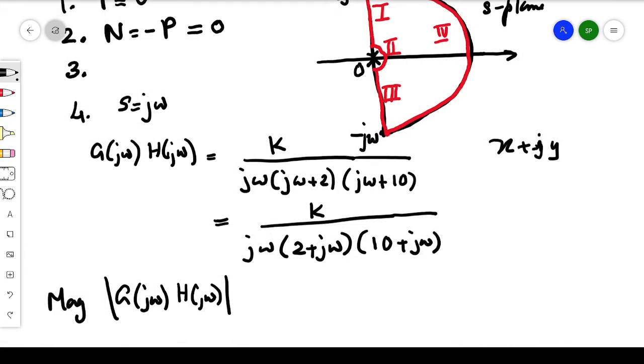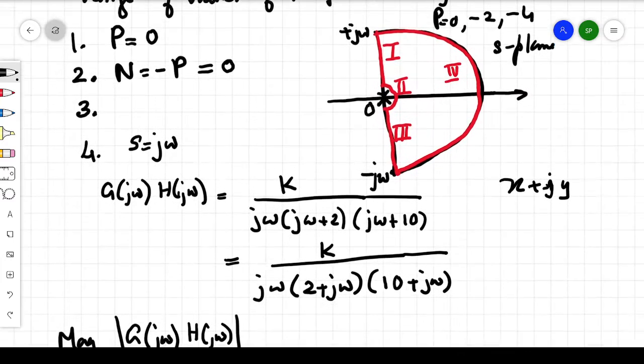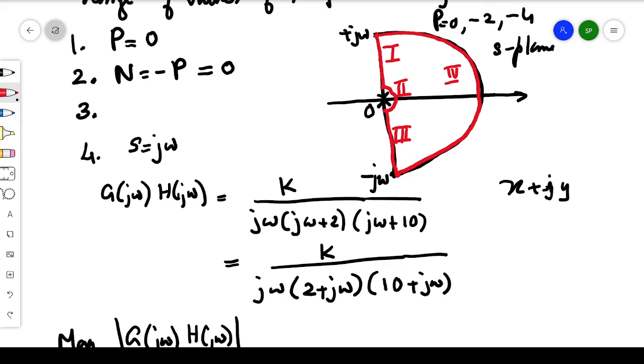Mapping is nothing but a polar plot drawn for those sections marked. Okay, I didn't mark this one. Let me mark this, this is the origin, so I can mark this as plus j0, and here it is minus j0. So two points we got there: plus j omega, plus j0, minus j0, and minus j omega.